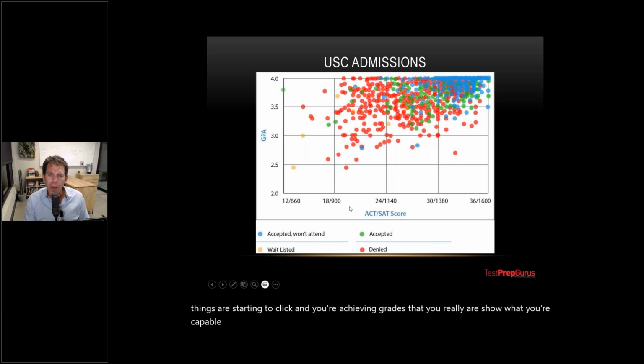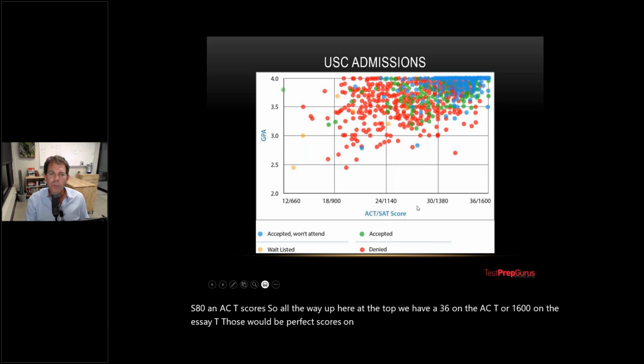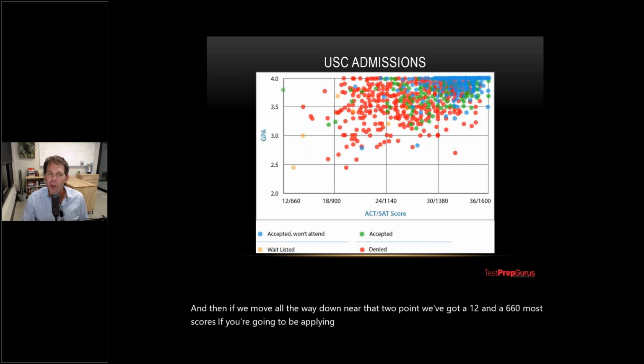Okay, now on this horizontal axis down here, these are interchangeable SAT and ACT scores. So all the way up here at the top, we have a 36 on the ACT or a 1600 on the SAT. Those would be perfect scores on those tests. And then if we move all the way down near that 2.0, we've got a 12 and a 660. Most scores, if you're going to be applying to a selective college, do not fall under a 12 or a 660. And we did not have any data for students like that applying to USC, so they are not included in this graph.